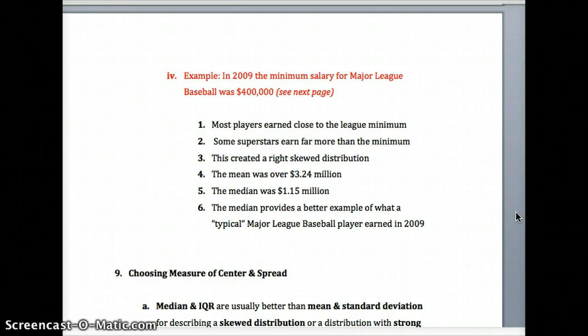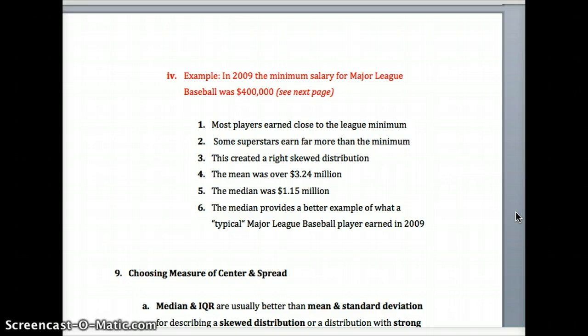In 2009, the minimum salary for Major League Baseball was $400,000. So most players get close to the league minimum. Superstars will earn far more than that. So there's not a lot of superstars, but the ones that are out there can earn a lot more than $400,000. So this creates a right skewed distribution. If you picture a lot of values close to 400,000 and very few values as you get further to the right with larger salaries. So it's a right skewed distribution.